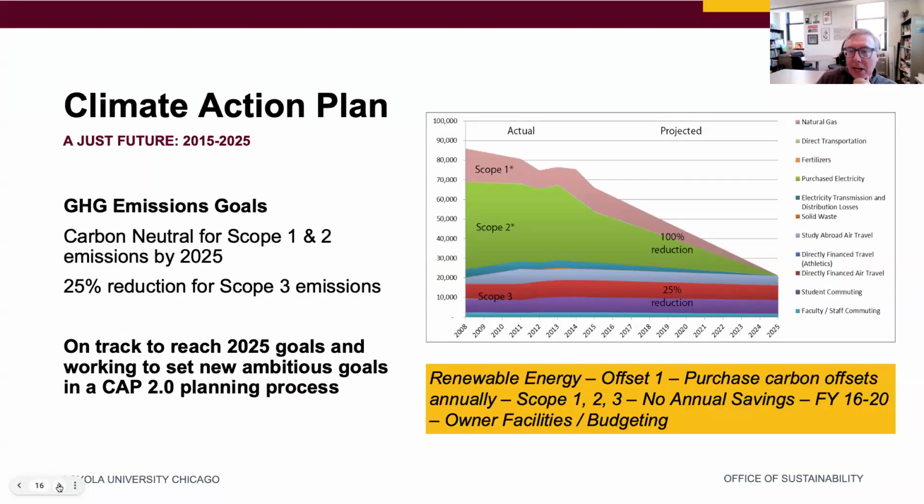I talk about our climate action plan quite a lot. We adopted this in 2015 with a goal of carbon neutral for scopes 1 and 2 by 2025. I had to go back to our climate action plan to see what we actually said about offsets. I couldn't really remember how we had phrased it. So in the yellow box here is what we have listed as our strategy. It was under a subcategory of renewable energy: purchase carbon offsets annually for scopes 1, 2, and 3, no annual savings. It would have been done between fiscal year 2016 and 2020, which of course it did not meet that timeline, as you'll hear in a second. And it would be owned by facilities and budget. So that's terrific. Next slide.